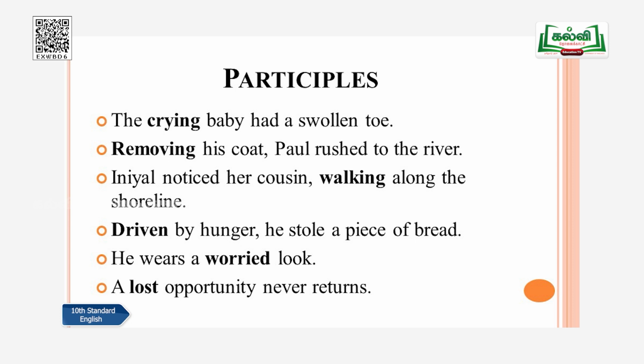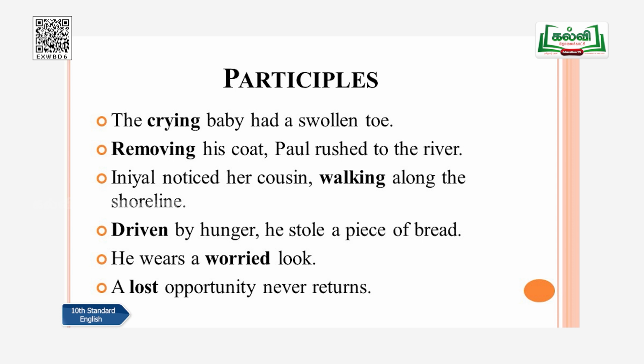Third one, Iniyal noticed her cousin walking along the shoreline. Again, it modifies the noun cousin here. So, it gives extra information about cousin. So, here walking is again a present participle. Driven by hunger, here this driven is a past participle. He stole a piece of bread. Again, it acts as an adjective. He wears a worried look.